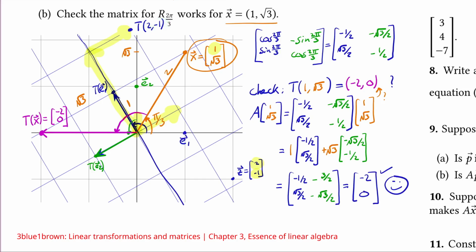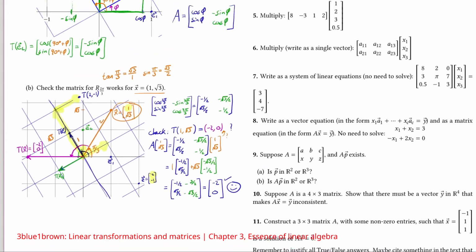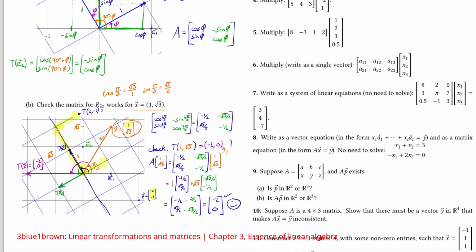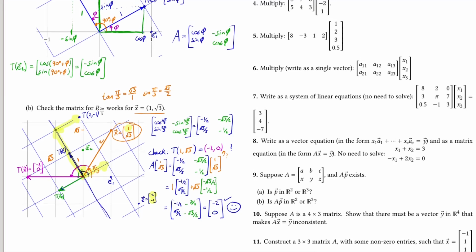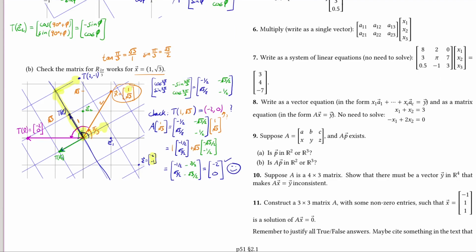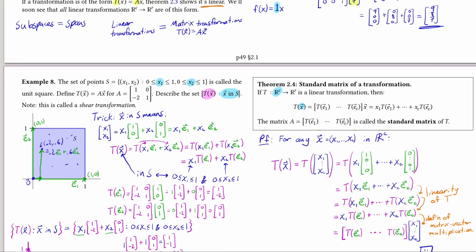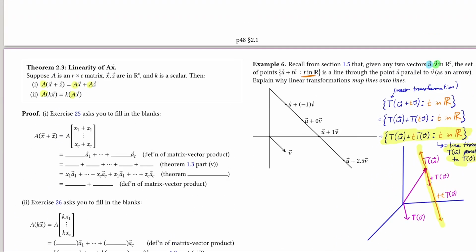And all right, that is section 2.1. This idea of linear transformations as matrix multiplication is a key idea. We are going to continue thinking about matrices as their own mathematical object that has certain kinds of properties, like this distributive property we looked at before.